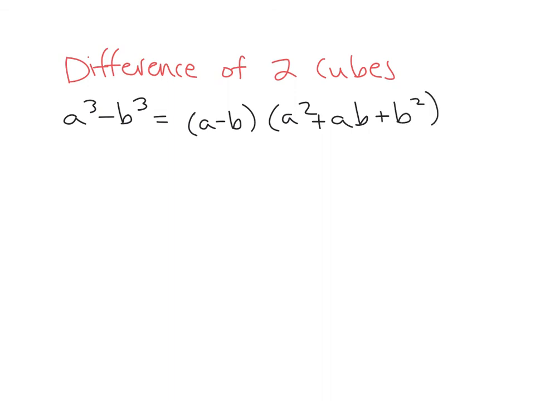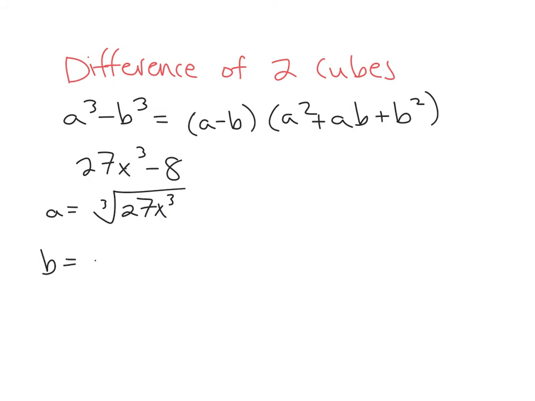Now, the same principles apply. We're still going to be doing the cube root, but now you just have a minus. So we have our 27x cubed minus 8. Looking at this, there's nothing they have in common, so I'll go ahead and start taking the cube root. So a is equal to the cube root of 27x cubed, and b is equal to the cube root of 8. Don't do negative 8. I know it seems like the sign should go with it, but just trust me, leave it off.